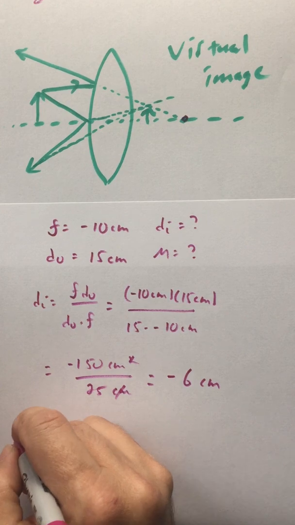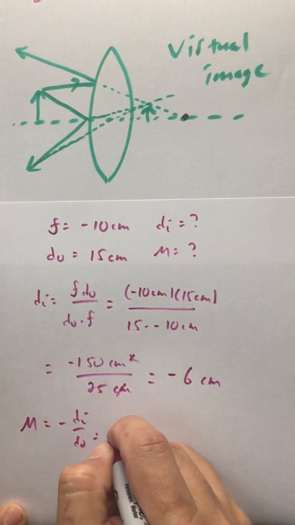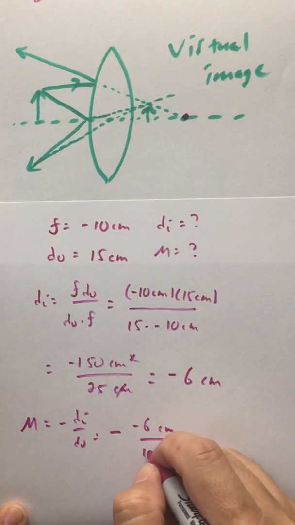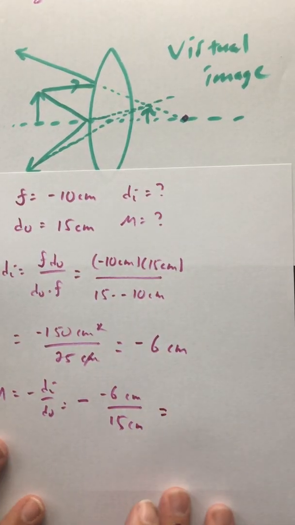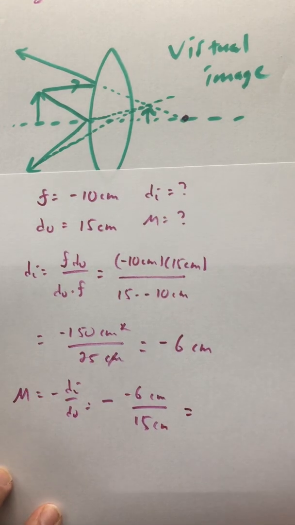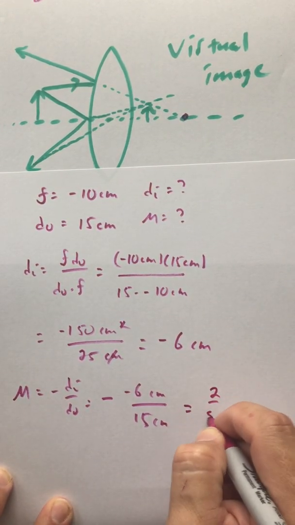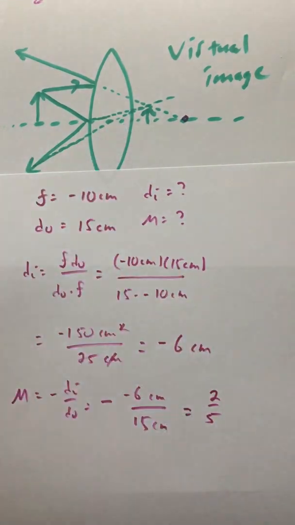All right, let's look at the magnification. Minus di over do. I get minus 6 centimeters over 15 centimeters. The two negatives are going to give me a positive. I get 2/5 out of this, which tells me that the image is smaller than my object. Check. Positive means it's upright. Check.